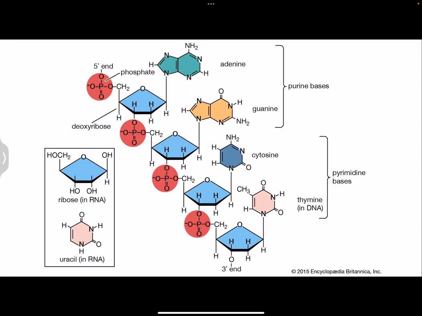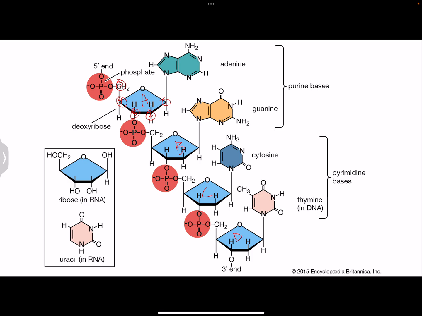All right, so here's carbon number 1, carbon number 2, carbon number 3, carbon number 4, and carbon number 5. Carbon number 5 can be attached to a phosphate, and carbon number 3 can be attached to a phosphate. If we look at this nucleotide A, B, C, and D, right? This is a tetranucleotide structure.